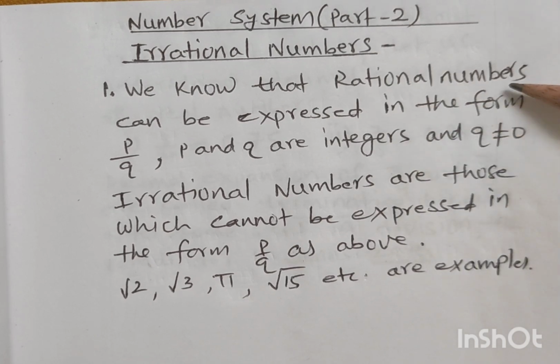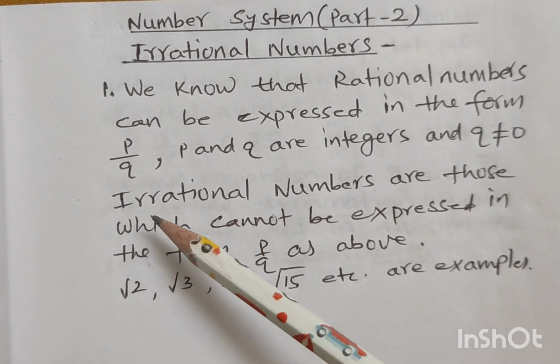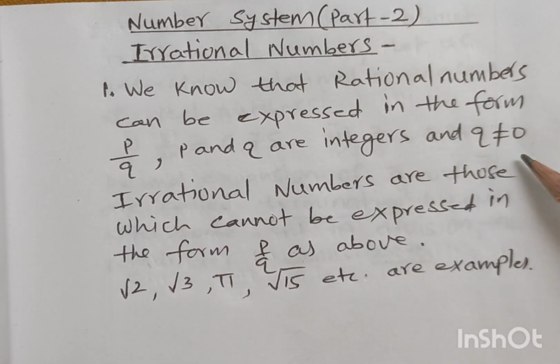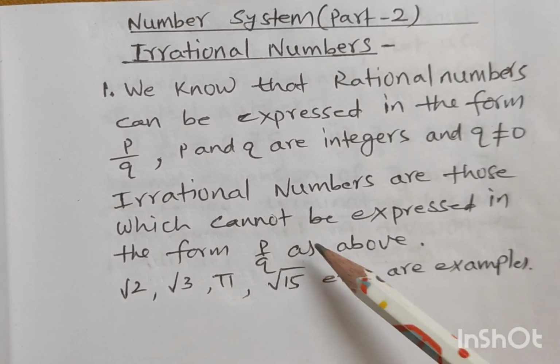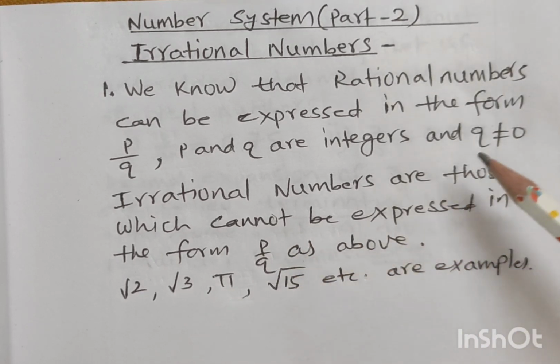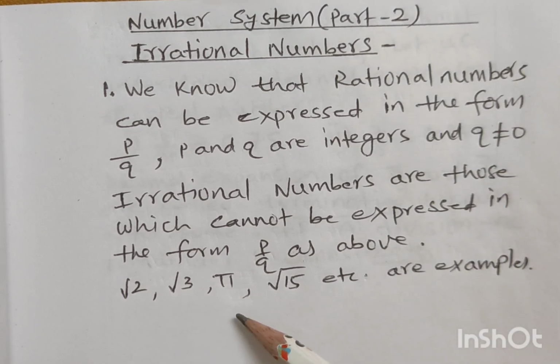We know that rational numbers can be expressed in the form p by q, where p and q are integers and q is not equal to 0. Irrational numbers are those which cannot be expressed in the form p by q as above. Root 2, root 3, pi, root 15, etc. are examples of irrational numbers.